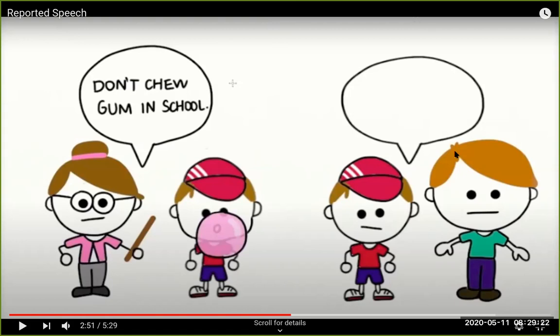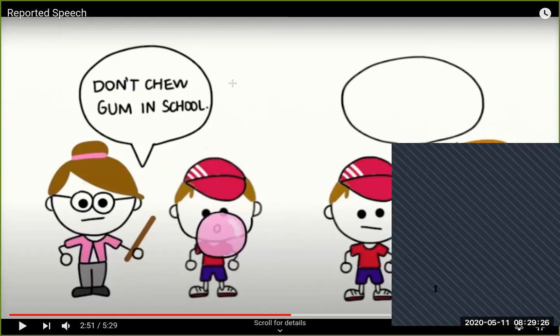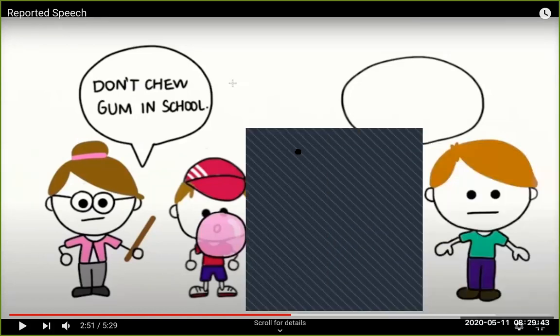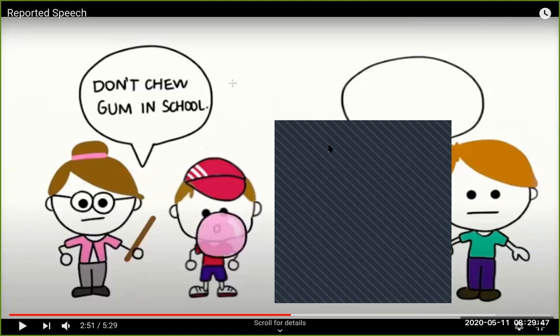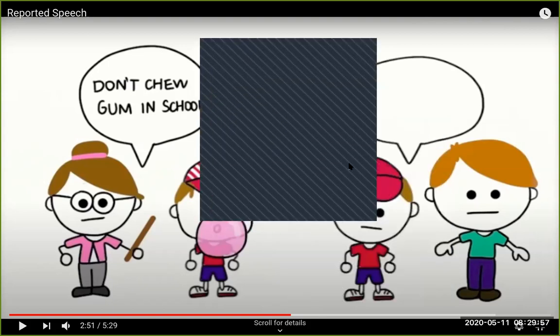What do you guys think? Feel free to post into the chat. And you can give this boy a name, you can give this teacher a name, or you can say teacher so-and-so. You can make up some of these names if you need to. Now, this example is a little different because it's negative. The teacher is saying don't chew gum. So this is a little bit different. How would you write it as reported speech? How would the boy tell his friend what the teacher told him?